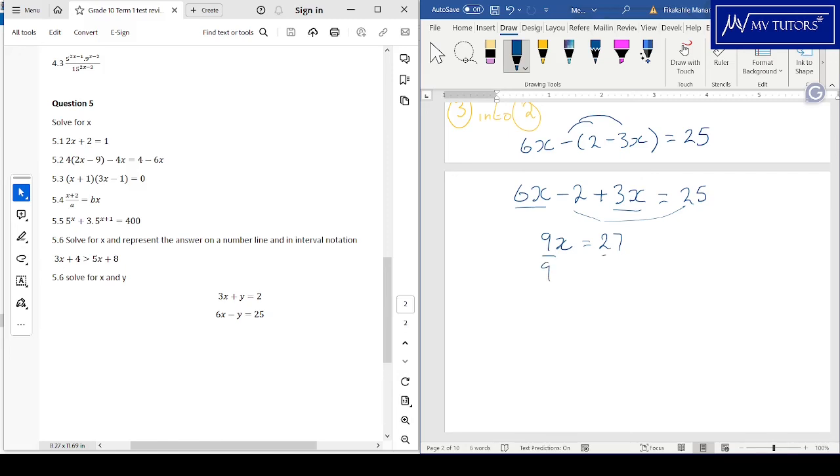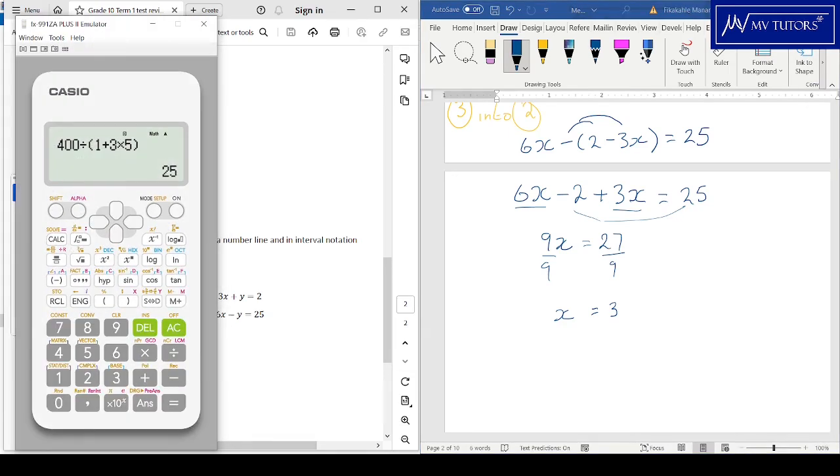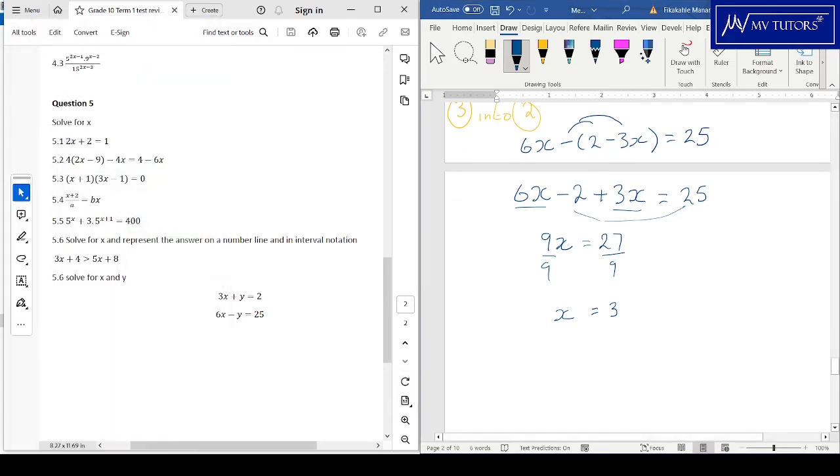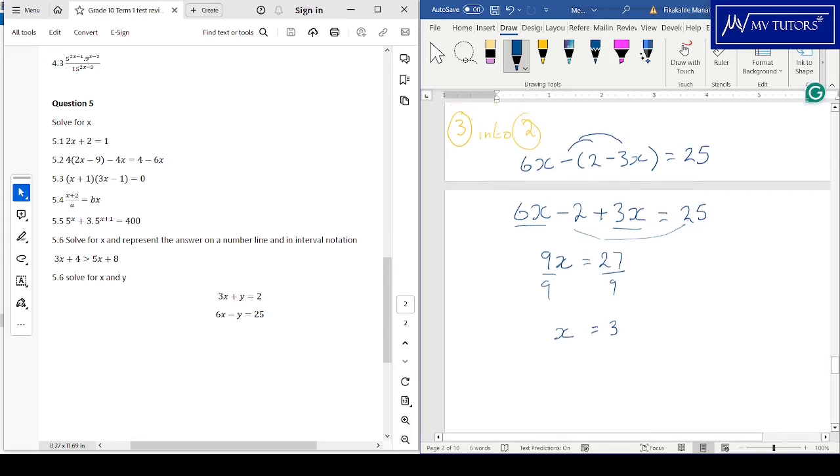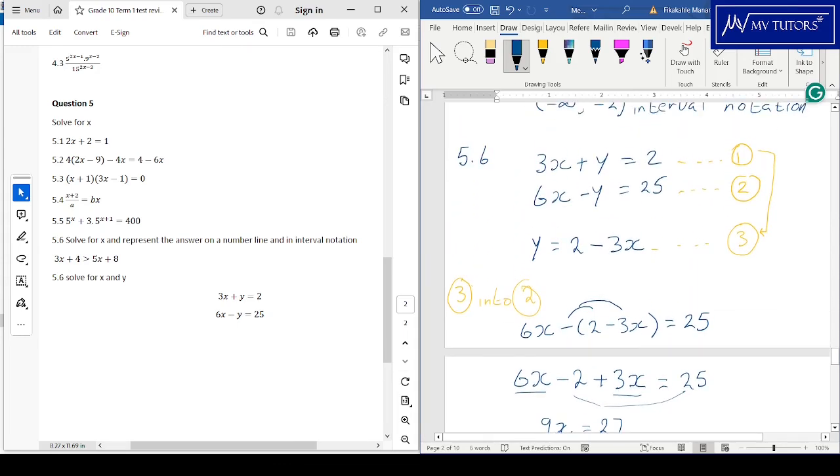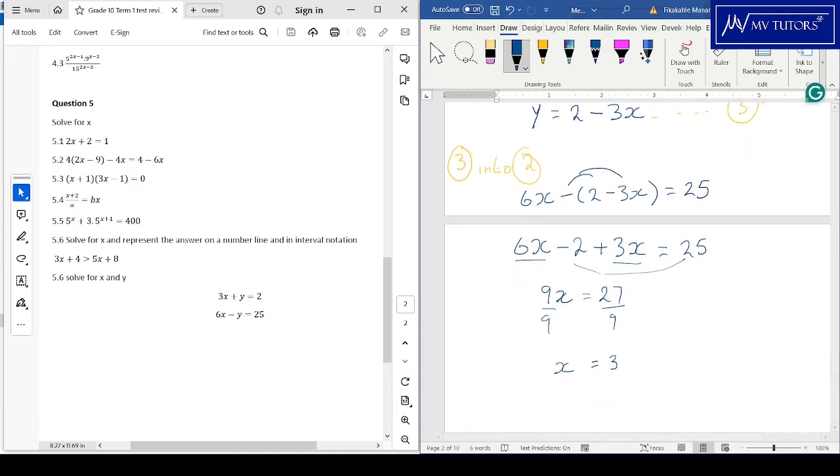Divide both sides by 9. So my x is equal to 27 divided by 9, which is 3. Are we sure? If you're not sure, let's go to the calculator. 27 divided by 9. It's 3 indeed. So x is 3. Now, which one of these three equations are you going to use to solve for y? You're always going to use equation 3, which is y is equal to 2 minus 3x.